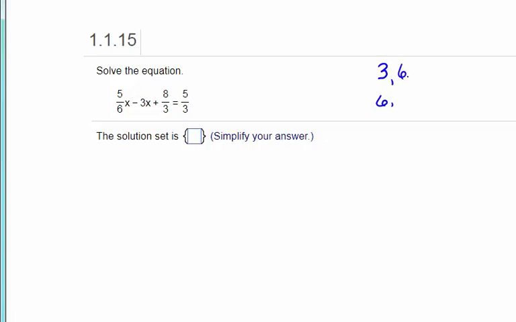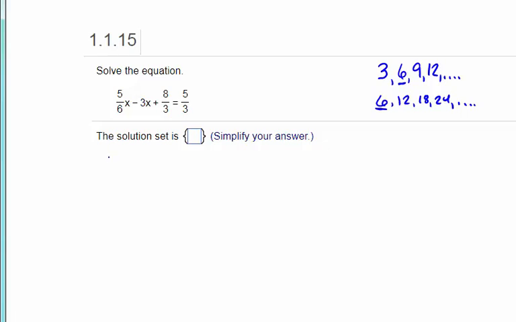So for 3, you'd have 3, 6, 9, 12, and so forth. And for 6, you'd have 6, 12, 18, and 24. And what you're looking for is the smallest thing that appears in both lists, which would be this 6. So once you find that least common multiple, then what you can do is multiply each fraction in this problem by that number.